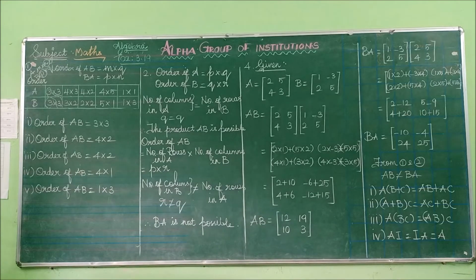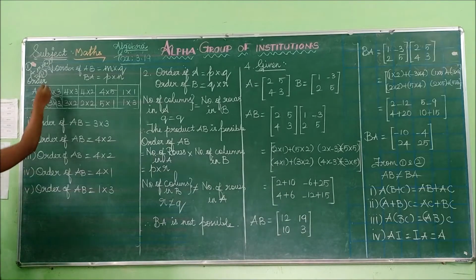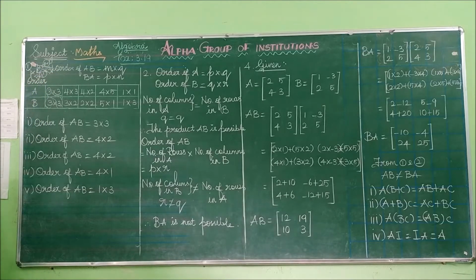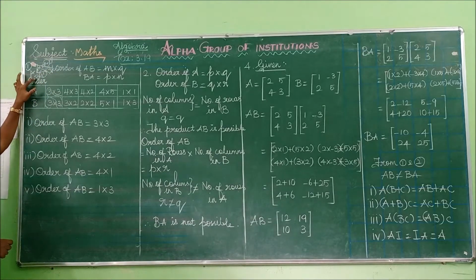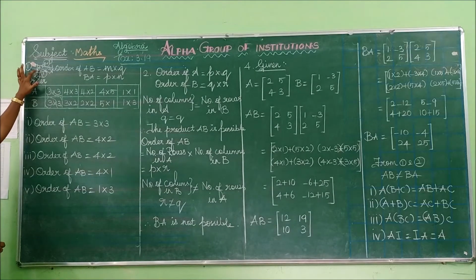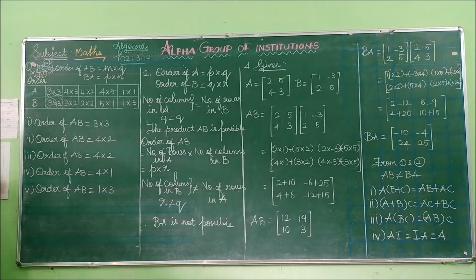Then BA is possible only when q equals m. The order of AB is possible when n equals p. The order of BA is possible when m equals q, or else q equals m.